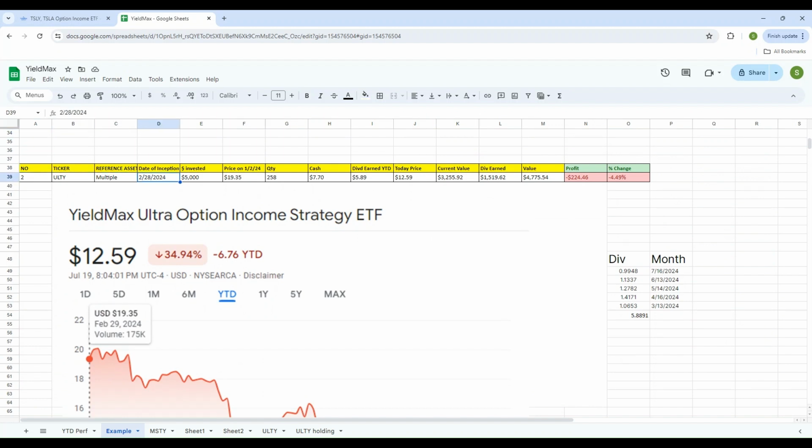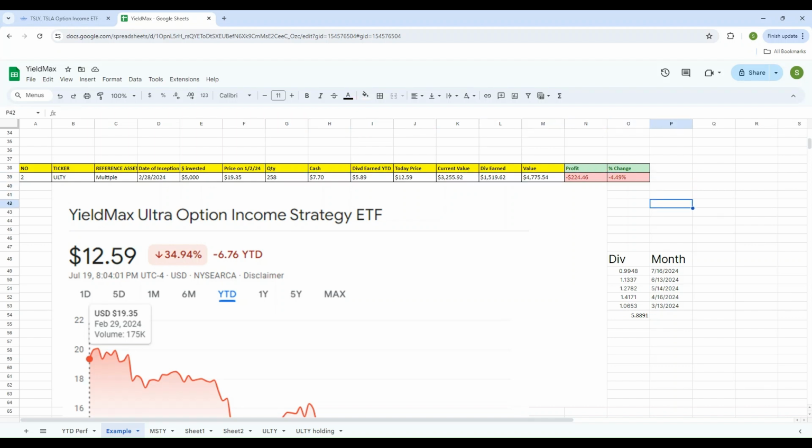ULTY, that fund was started in February 2024. Now, if you look at that, the first day of trading, the price of the stock was $19.35. I invested $5,000. The stock price was $19.35. So what that means is, let's do this.